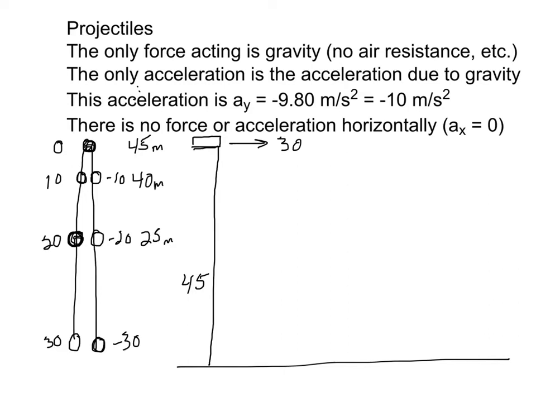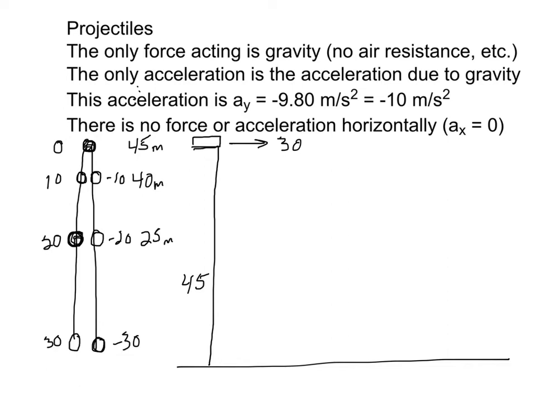Alright, here's what happens. So I chose 45 meters because I know from the previous diagram that if you start with 0 velocity, it'll in 3 seconds come down 45 meters. So I know this is going to take 3 seconds to reach the ground. And I know the horizontal velocity is 30 meters per second, and it's constant.